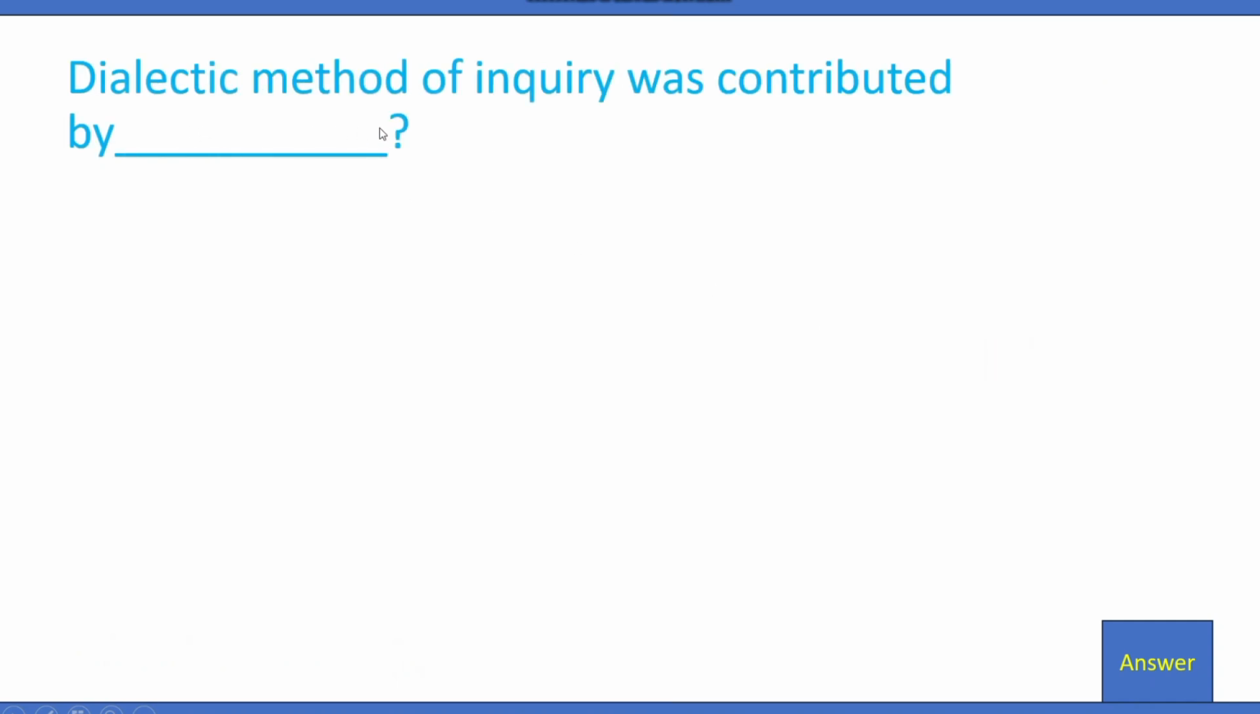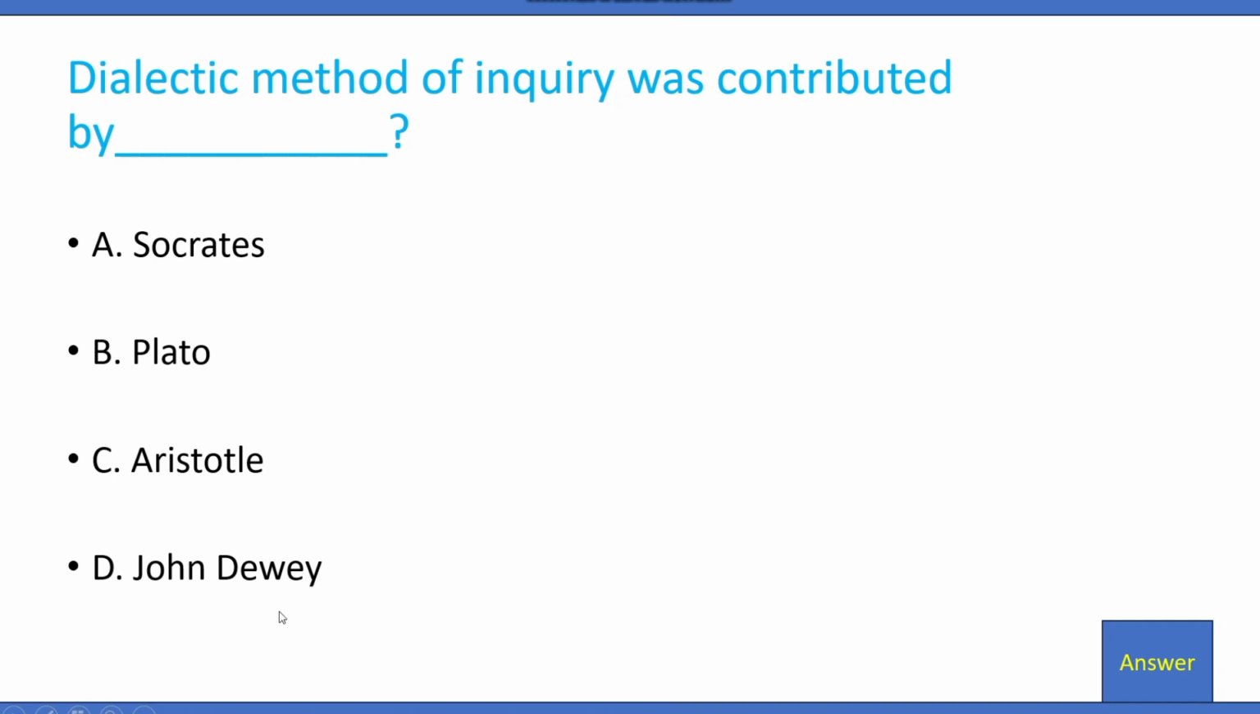Dialectic method of inquiry was contributed by dash. A. Socrates. B. Plato. C. Aristotle. And D. John Dewey. Right answer would be Socrates.